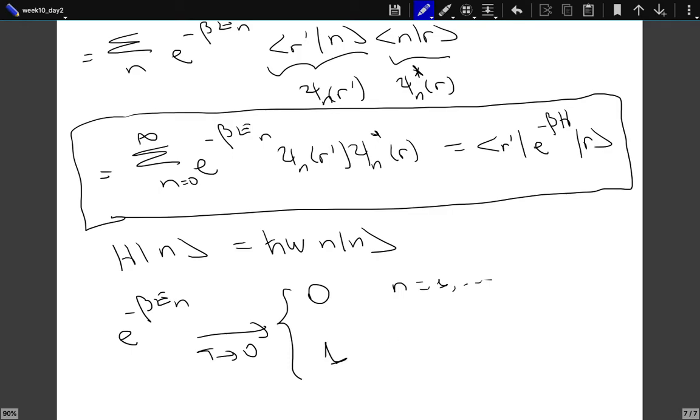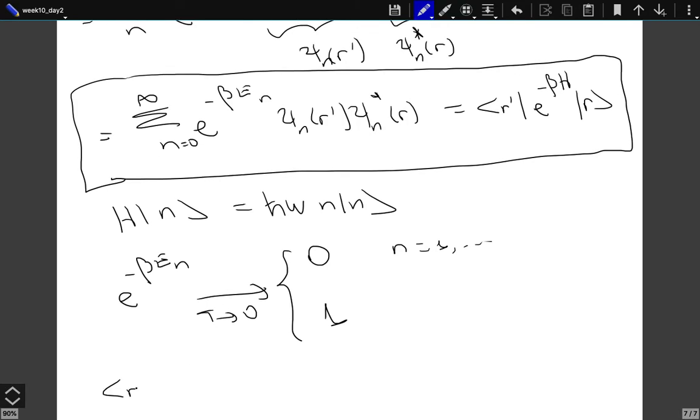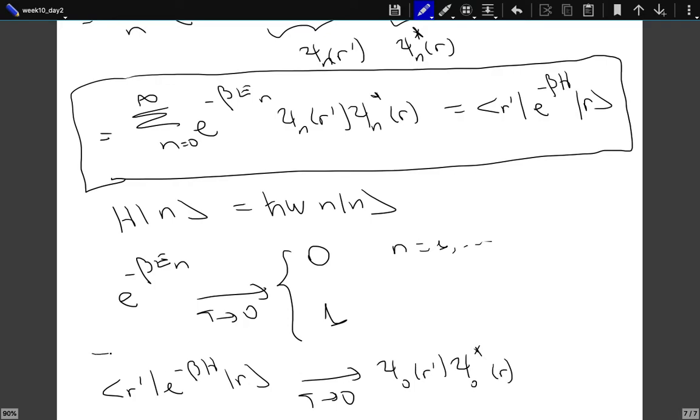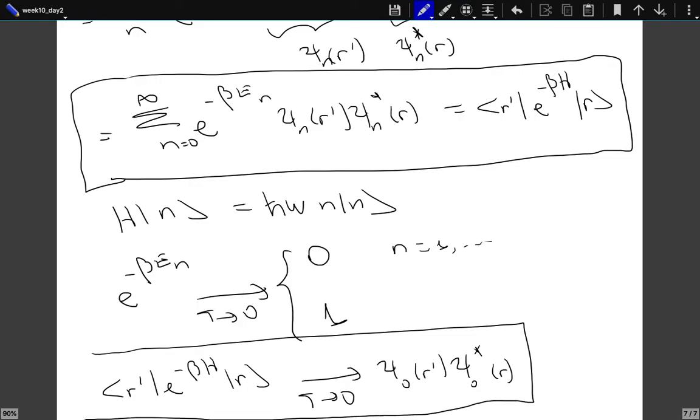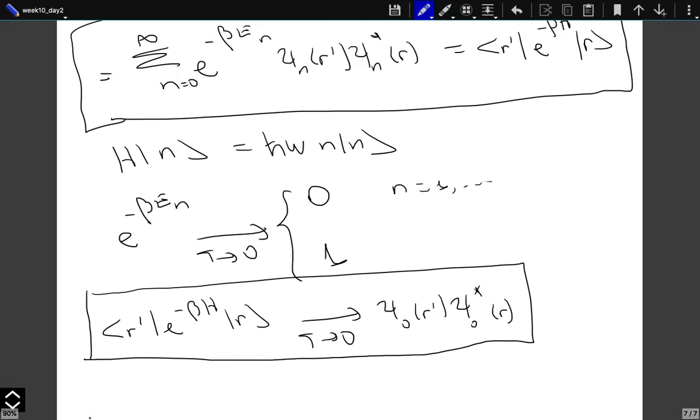So what do we know is, if we consider this matrix element, if we take the limit t goes to 0, well, only the n equal to 0 term survives in this summation, and that is psi 0 r prime psi 0 star of r. Up to this point, it's just some trivial observation.